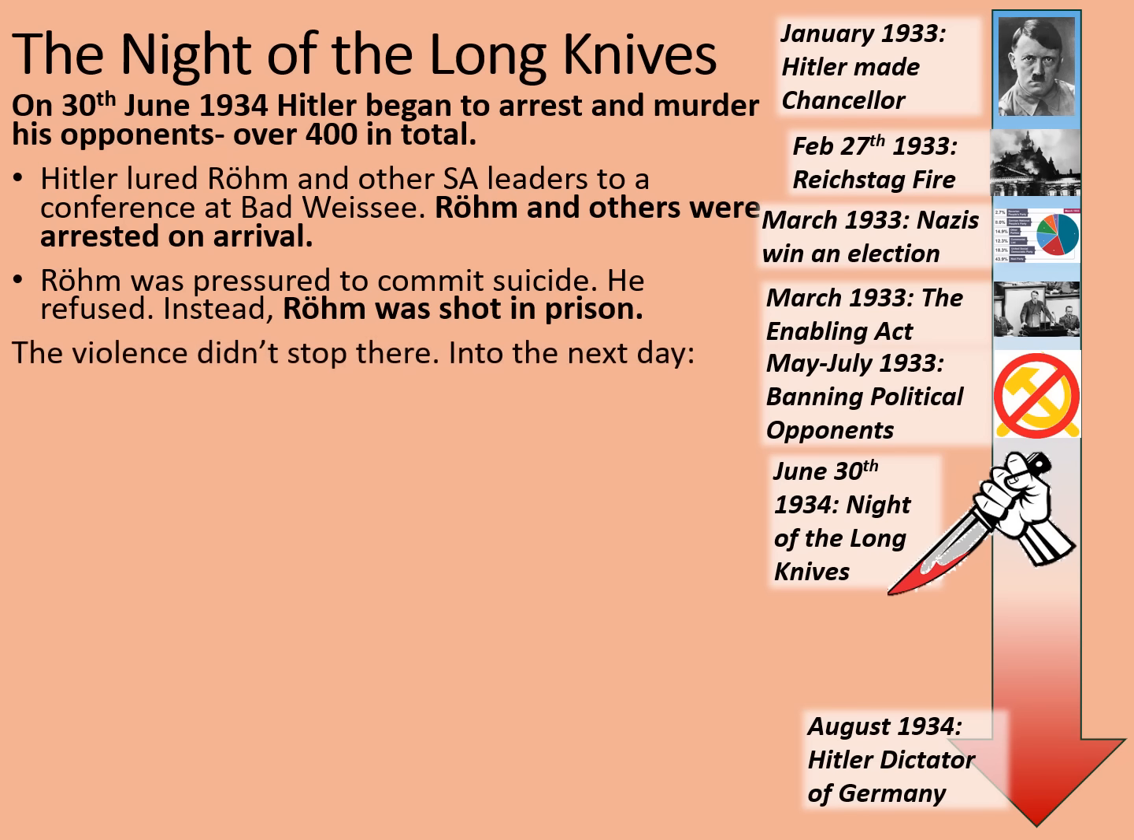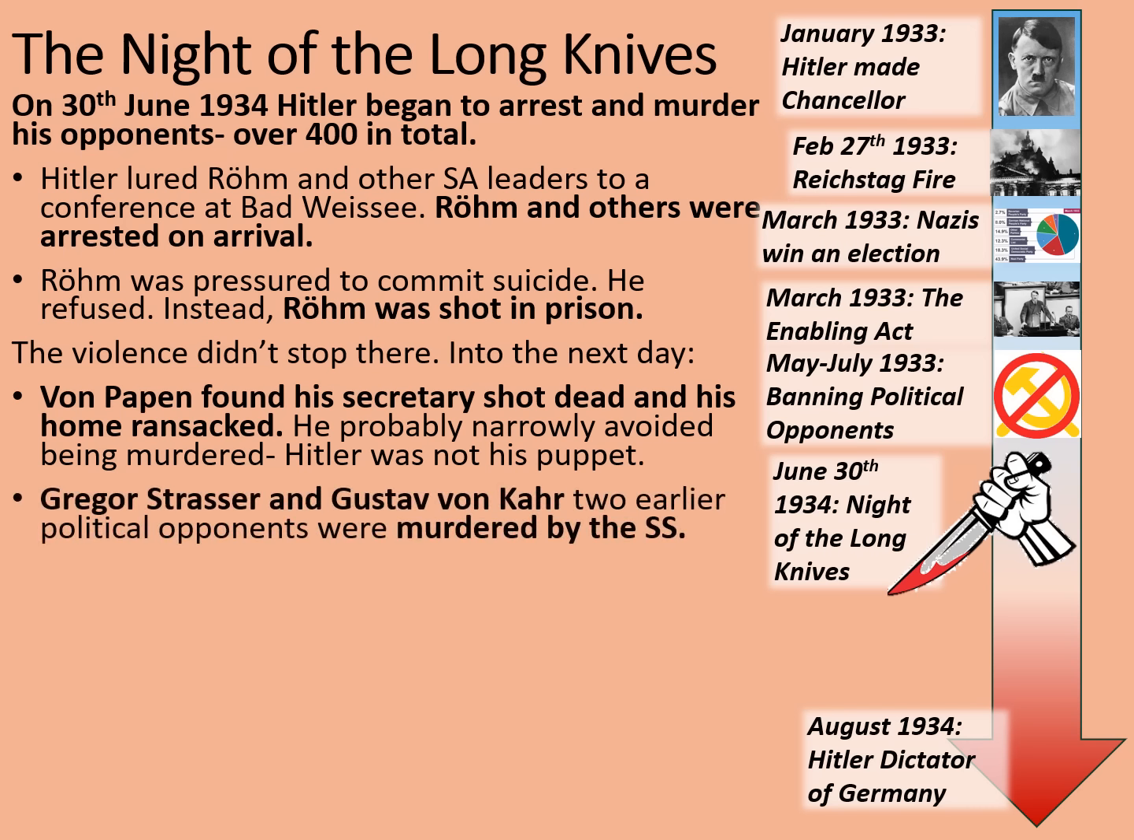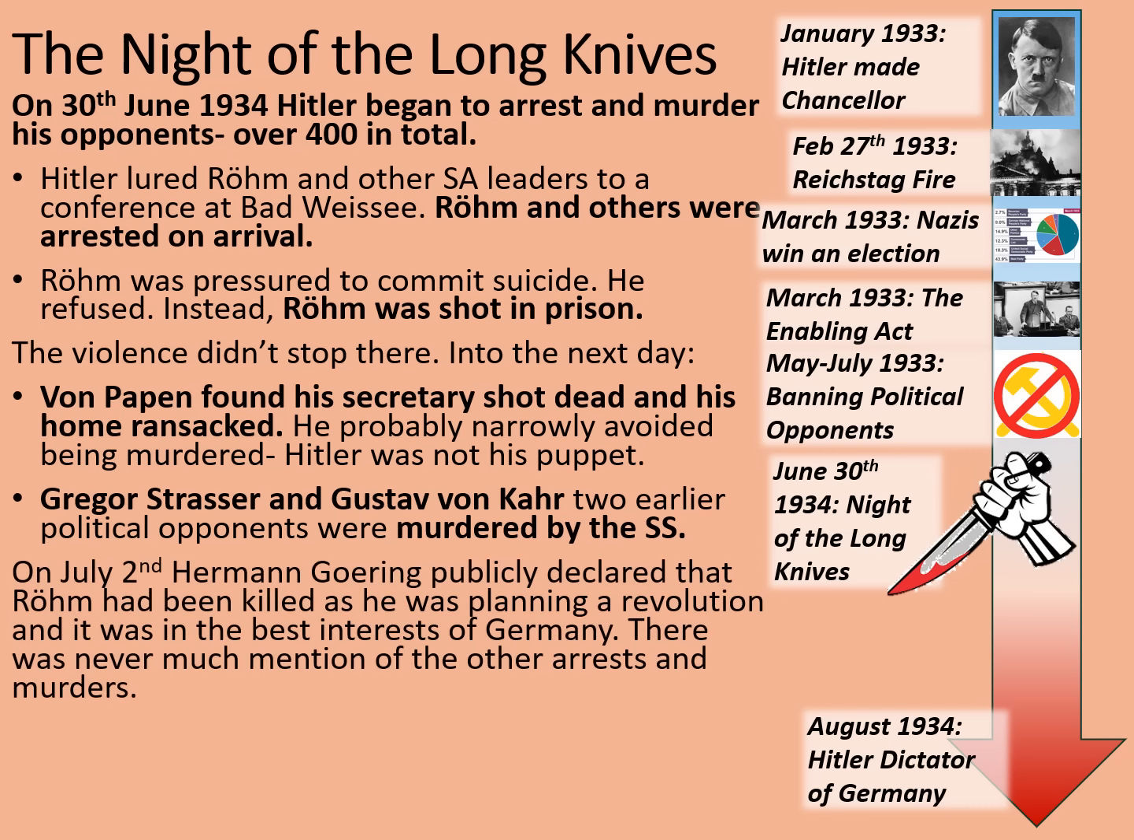The violence didn't stop there. Into the next day, von Papen found his secretary shot dead and his home ransacked. He probably narrowly avoided being murdered. Hitler was not the puppet he expected him to be. Gregor Strasser and Gustav von Kahr, 2 earlier political opponents, were murdered by the SS.